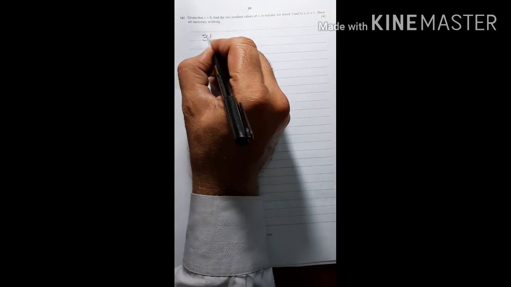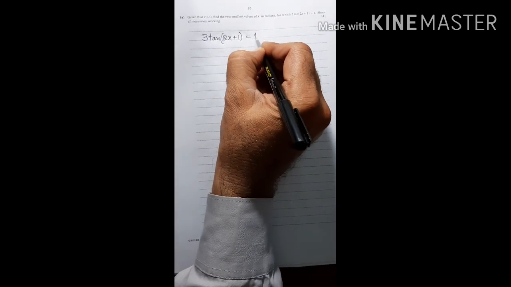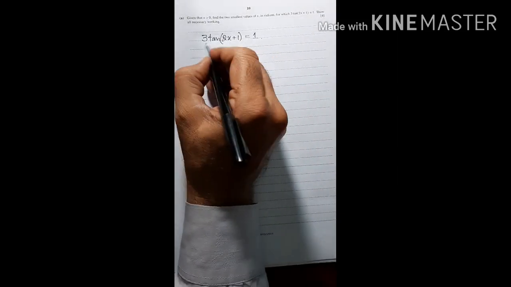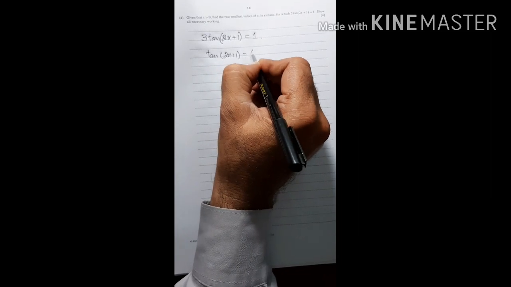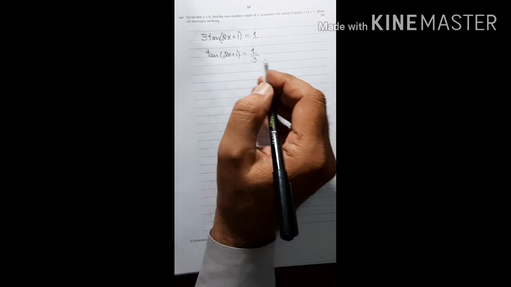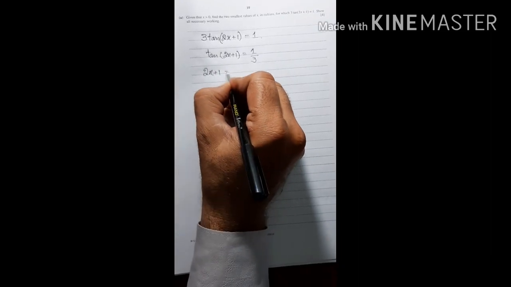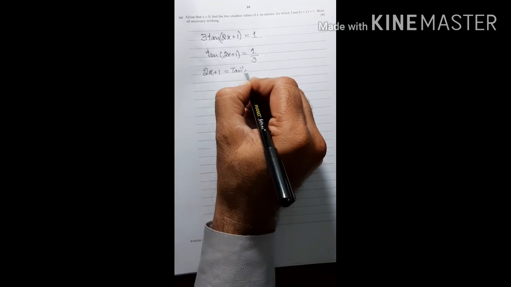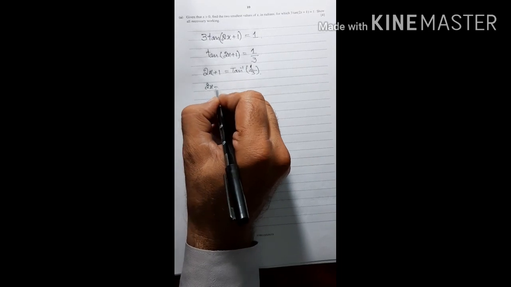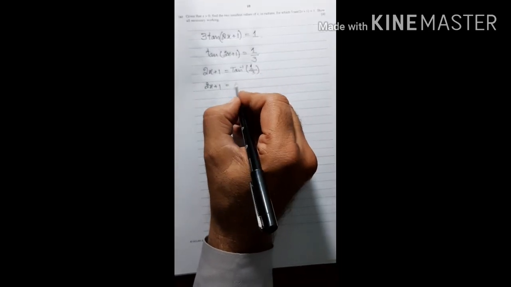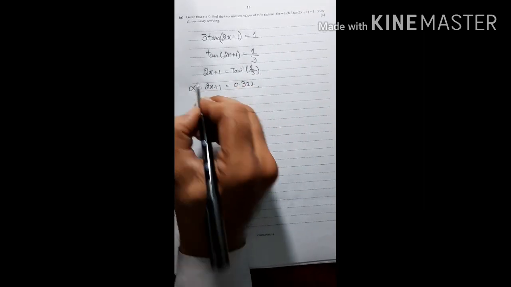3 tan(2x plus 1) is equal to 1. Now take 3 on the other side. Tan(2x plus 1) is equal to 1 over 3. Or take tan on the other side as well. So 2x plus 1 is equal to tan inverse 1 over 3, which is 0.322. It is actually our alpha.